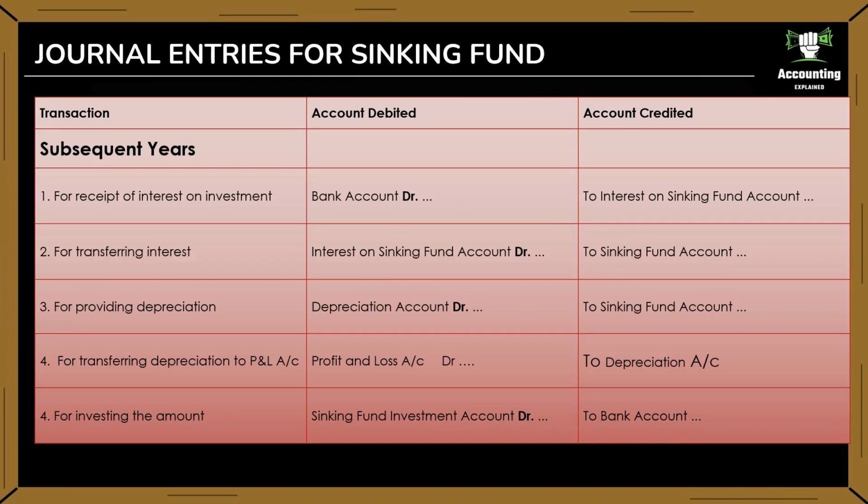For the subsequent year, what are the journal entries to be passed? First, for the receipt of interest on investment. This investment you have made. For that, you are going to receive interest from the second year onwards.